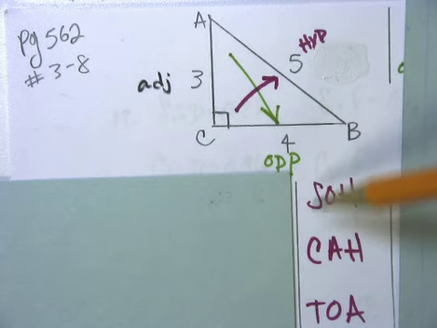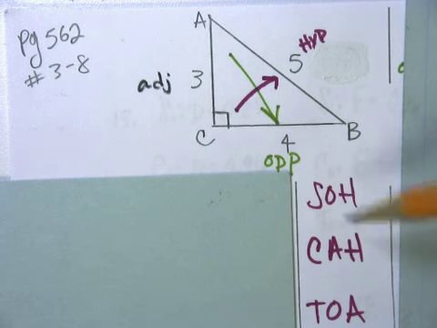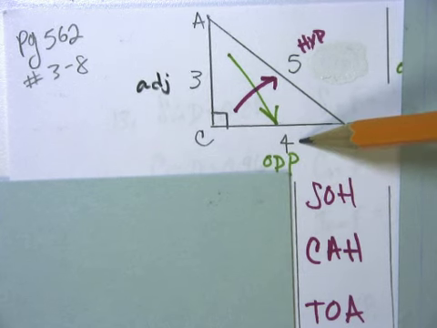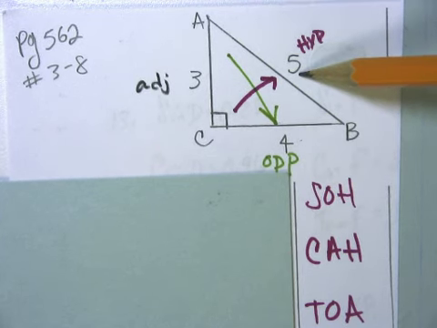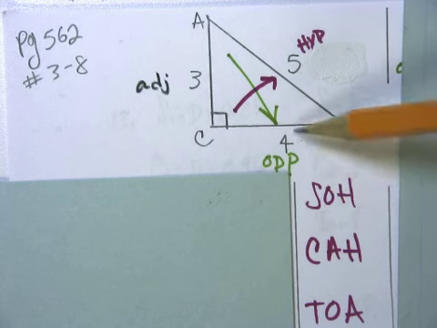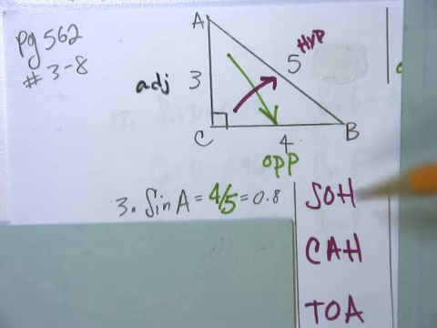So now I can do the sine, cosine, and tangent of angle A. The sine function tells me that it's the opposite over the hypotenuse. The opposite here happens to be 4, and the hypotenuse here happens to be 5. So the sine of angle A is the opposite of 4 over the hypotenuse of 5. And look at that, the sine of A is equal to 4 over 5, which is equal to 0.8.